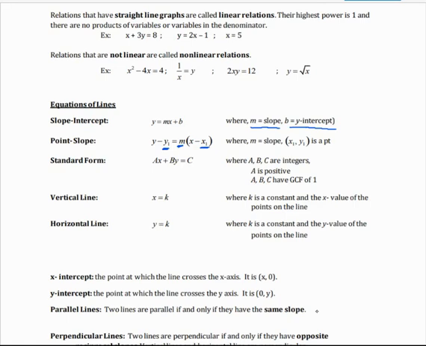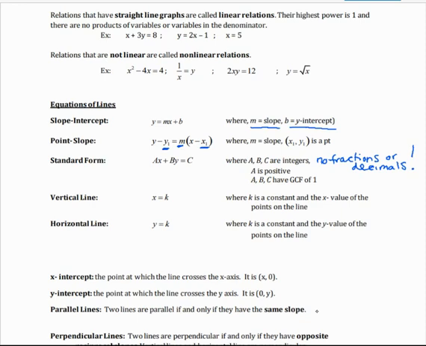Standard form is ax + by = c. Now, there are 3 things that must happen in order to be in standard form. A, b, and c are integers, so no fractions and no decimals. Okay? You have to clear those in order for it to be in standard form.